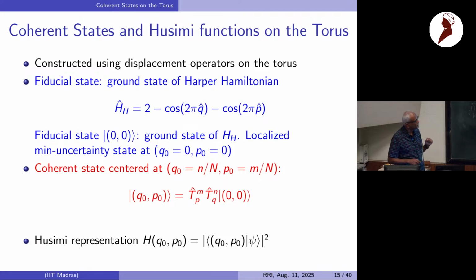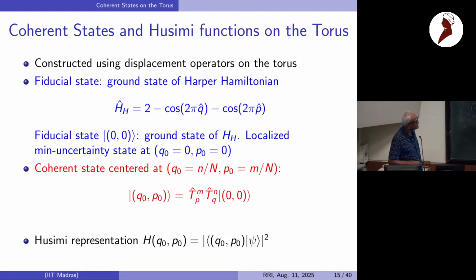And therefore, you can do the quantization of this on the torus. That is, you can write down this Harper Hamiltonian using all those bases which I mentioned. It will be an n by n matrix.